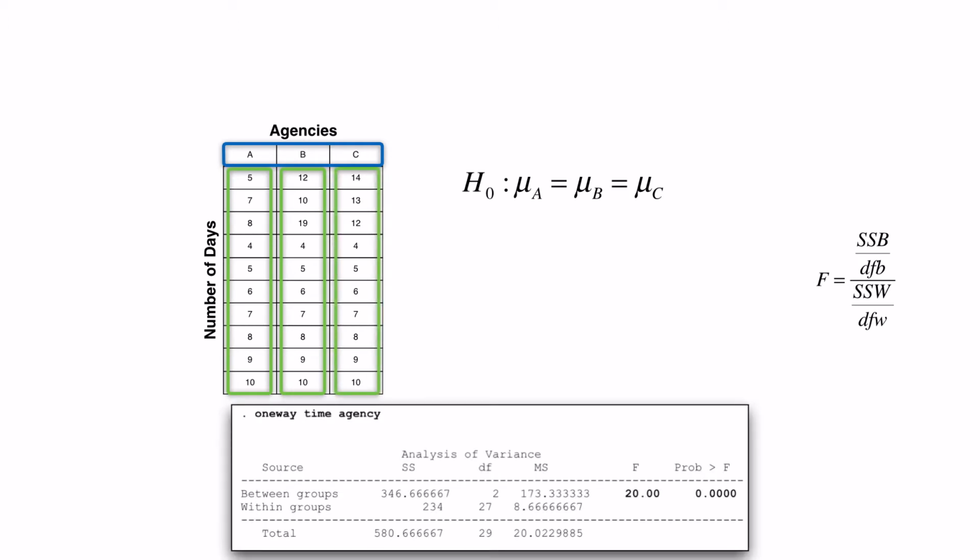If we test this hypothesis using the one-way command in Stata, we get an F-statistic of 20, which corresponds to a p-value of less than 0.0001. This lets us reject the null hypothesis and conclude that at least one agency's mean is different from another's. Notice that to calculate the p-value, we're relying on the fact that this test statistic has an F distribution. Now let's see where this F-statistic of 20 actually comes from.